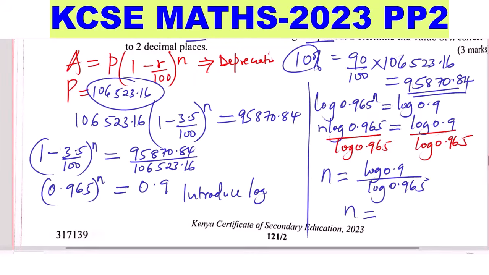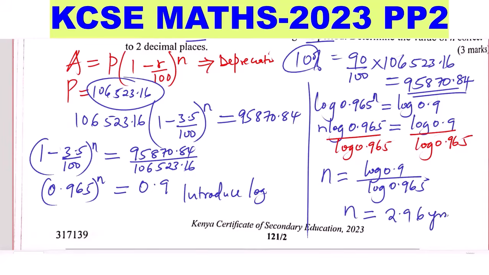So when you divide that, giving the answer correct to 2 decimal places, this will be 2.96. Yes, correct to 2 decimal places.